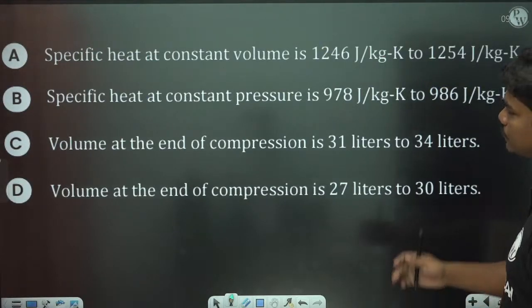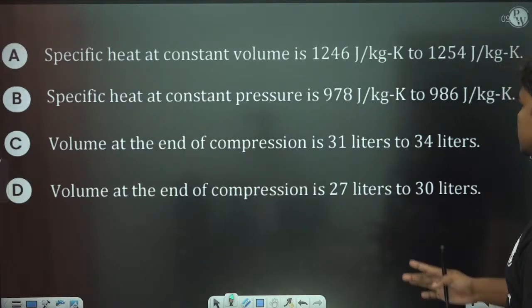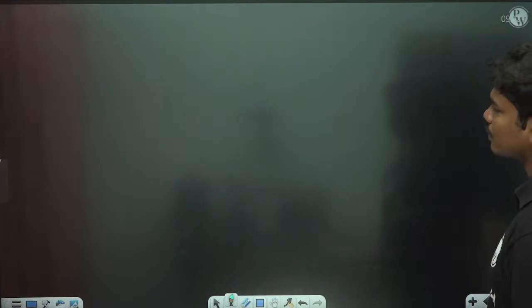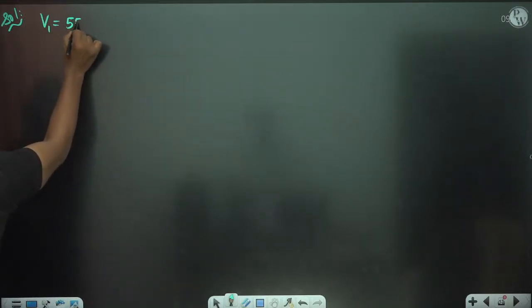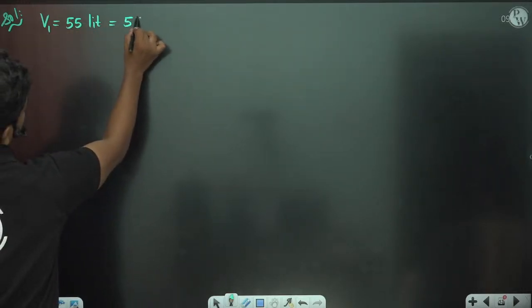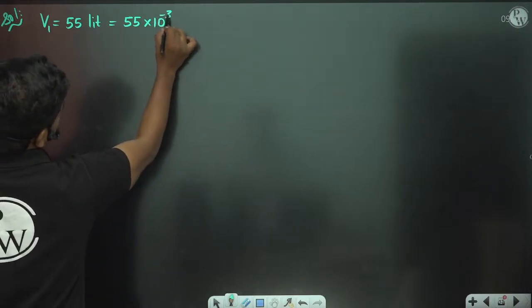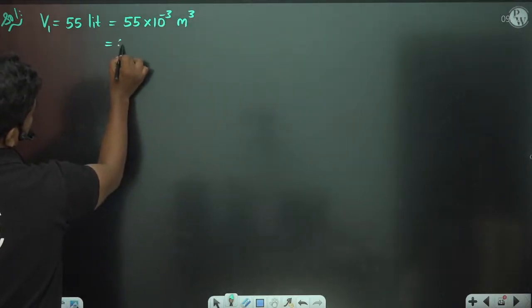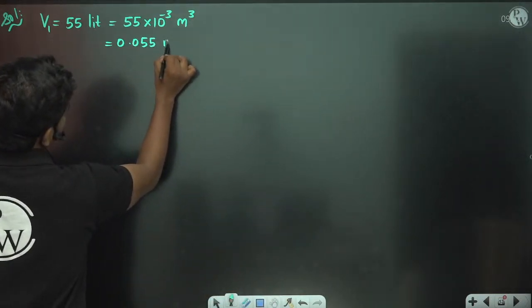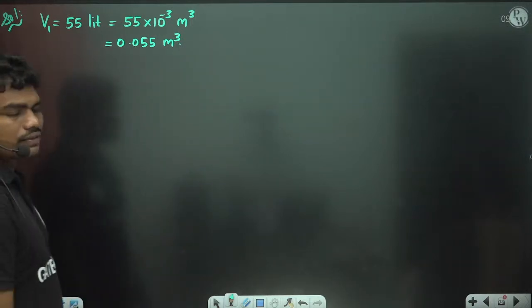Specified constant volume, specified constant pressure, volume at the end of the compression is dash. Okay, so let us check this question. 55 liters of a perfect gas initially, V1 is equal to 55 liters. If you convert this, 1 liter is equal to 10 power minus 3 meter cube. So this is 0.055 meter cube actually.